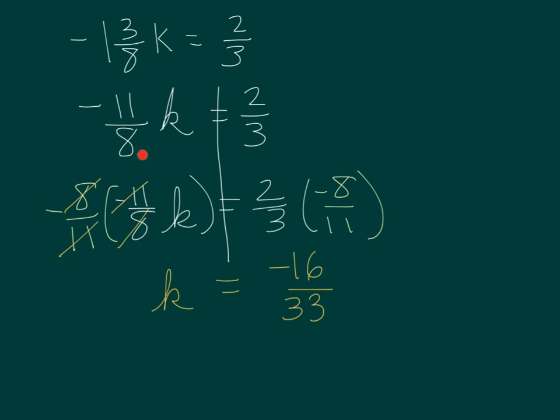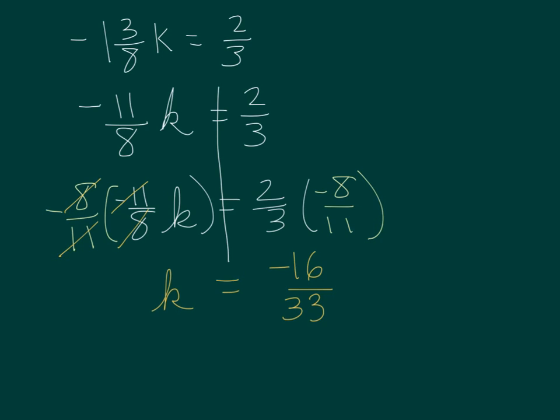Now in the next step, we look at this and ask, what's happening to k? K is being multiplied by negative 11/8. In order to get rid of the negative 11/8, I have to divide by negative 11/8. Some of you might be thinking this sounds really complicated, but not really, because we learned before that division with fractions is really multiplying by the reciprocal, or multiplying by the inverse. So if we multiply by the inverse of negative 11/8, that's negative 8/11. So I multiplied the left side by negative 8/11, and I multiplied the right side by negative 8/11.